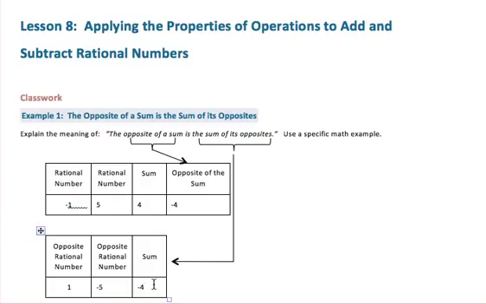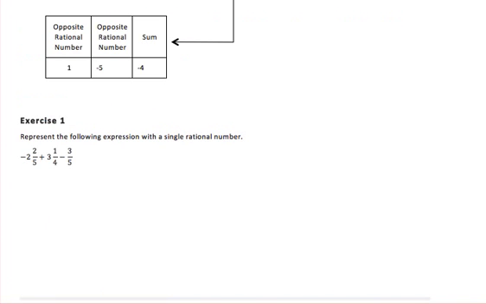We'll use this idea to simplify many of our problems and make it possible for us to solve things without always having to make common denominators and change the forms of our numbers. In exercise 1, we're given an expression, and they're asking us to represent it with a single rational number, which really means that we're going to add these numbers together and get an answer.